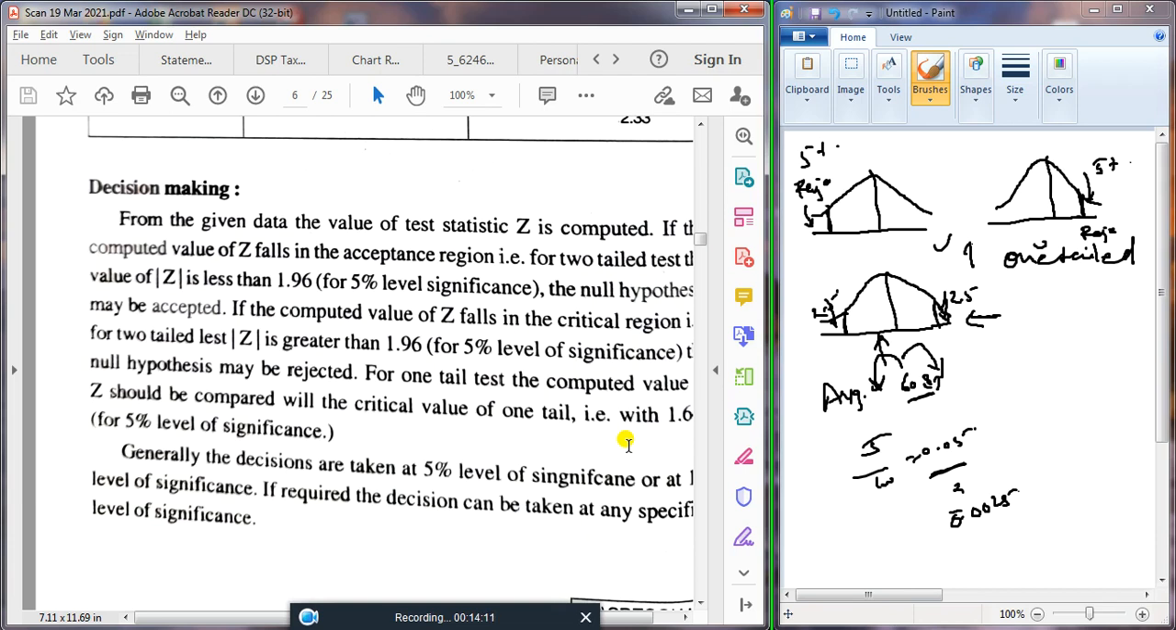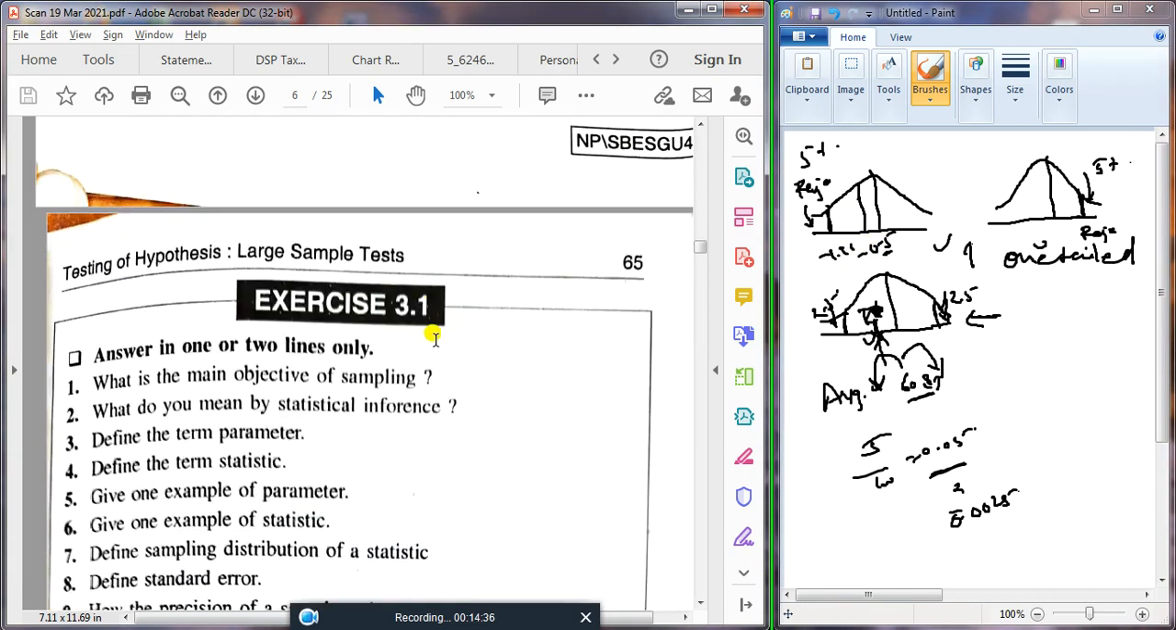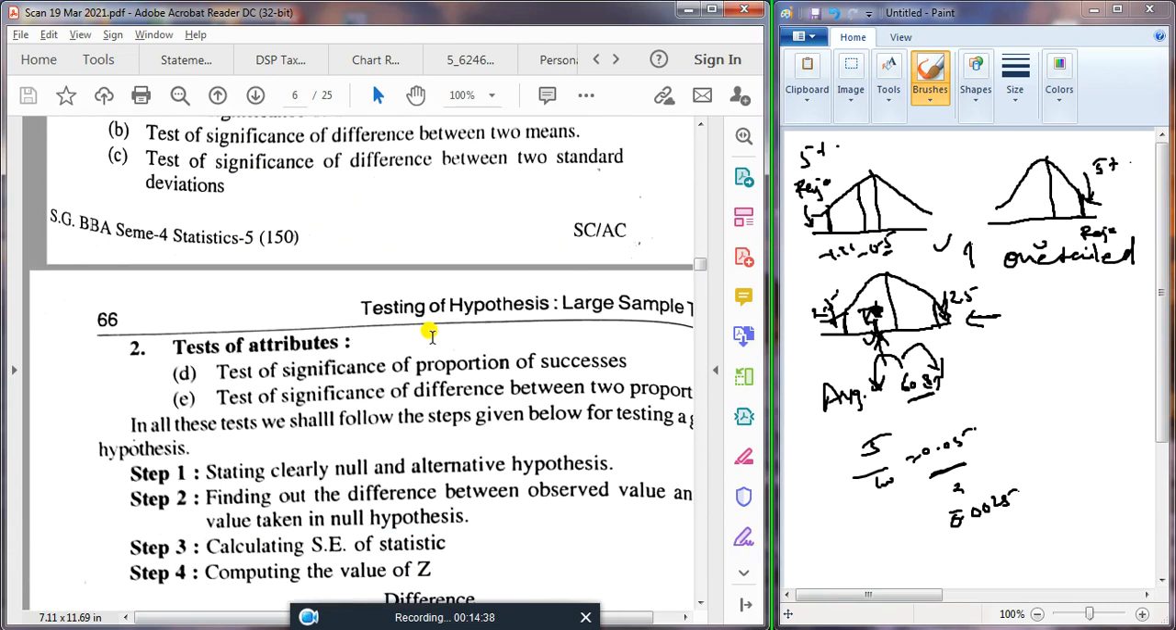Theoretical concept. Now decision making: if you are testing a two-tail test and your point is falling here, z is equal to the answer, say 1, then you should accept. Suppose, for example, this is minus 1.96 and your answer is minus 0.5, then again you are going to accept the hypothesis. Exercise, so we'll discuss in the next lecture. Thank you.